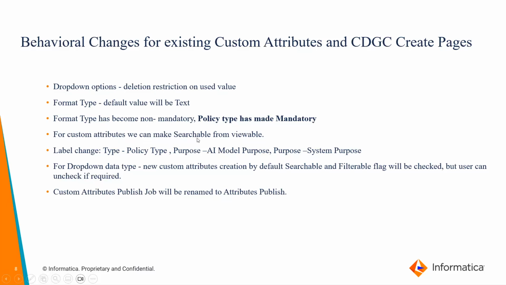For custom attributes, we can make them searchable from viewable. Then there are some label name changes, like type has become policy type, and purpose has become specific to the asset type, that is AI model purpose or system purpose. For drop-down value data type, on new custom attribute creation the searchable and filterable flag will be checked by default, but the user can uncheck it if required.